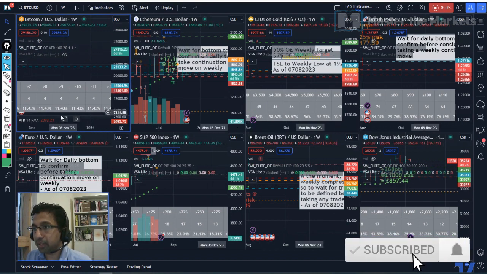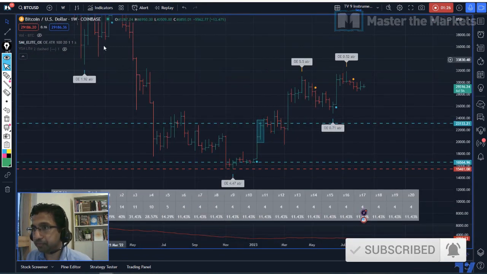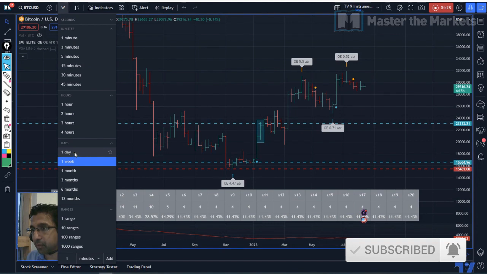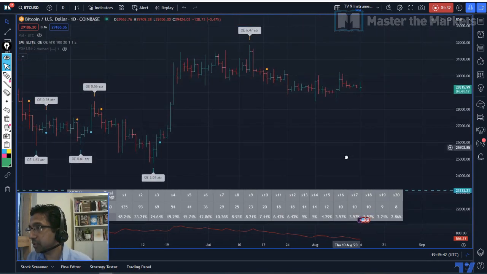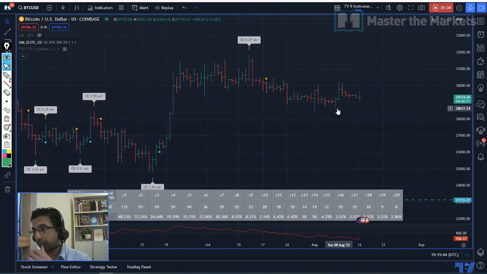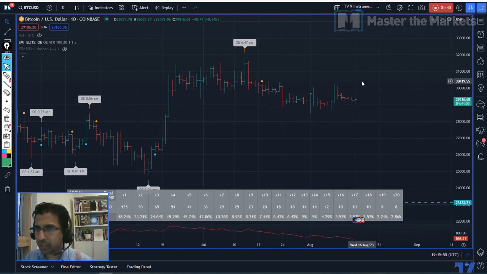However, if I go on to the daily time frame over here, that bottom still hasn't confirmed yet, right? According to our smart money framework, with the dots coming in. For those of you who are not really quite sure, hey, what is this guy talking about? How does he get his trend? How does he get his phase understanding?